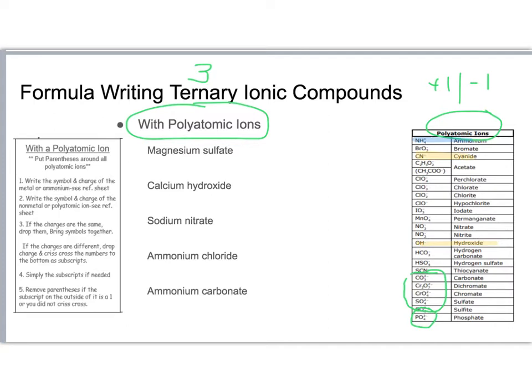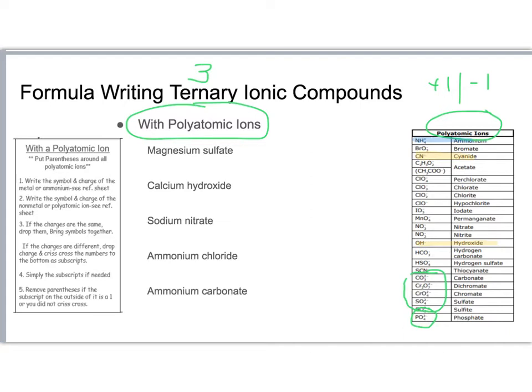To write these formulas, we will do pretty much the same thing we've done with the last 2 sets. The only difference is we will put a parenthesis around the polyatomic ion when present. We will remove that parenthesis at the end if it is not needed. It will not be needed if there is a 1 on the outside of the parentheses, or you did not use crisscross. I will explain when we get to an example that reflects this.